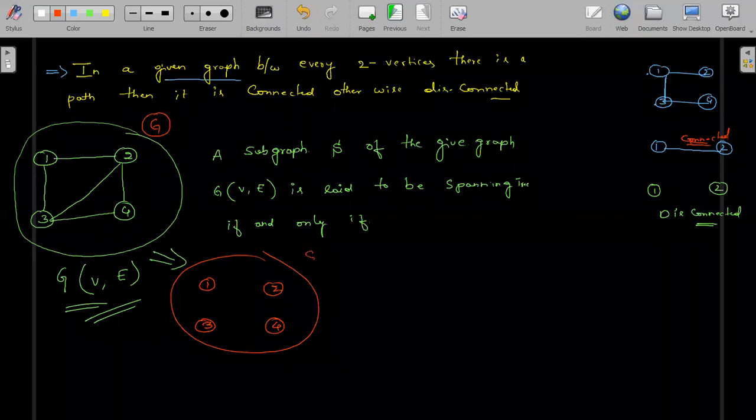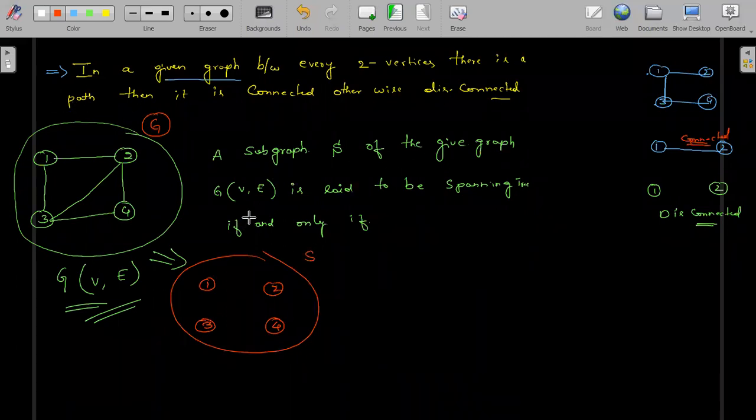So this one I am going to call as subgraph S, a subgraph S of a given graph. Okay, so there is a graph. In this given graph, I created one subgraph, which is said to be a spanning tree if and only if, what are the things we have to satisfy? The first thing is here. We have taken a graph. There is a graph. You see here, everybody. There is a graph. Yes or no?